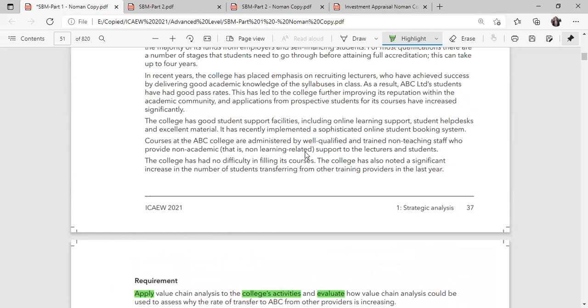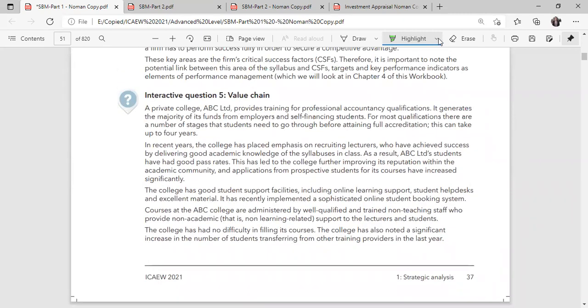Now let's read out our question. A private college, ABC Limited, provides training for professional accountancy qualification. Thank you very much, because all of us are also going to be a chartered accountant after qualifying, or some of them are already qualified accountants. It generates the majority of its funds from employers and self-financing students. For most qualifications, there are a number of stages that students need to go through before attaining full accreditation. This can take up to 4 years.